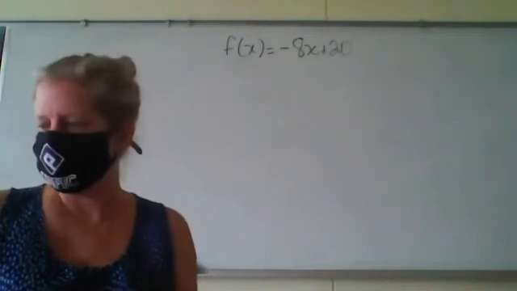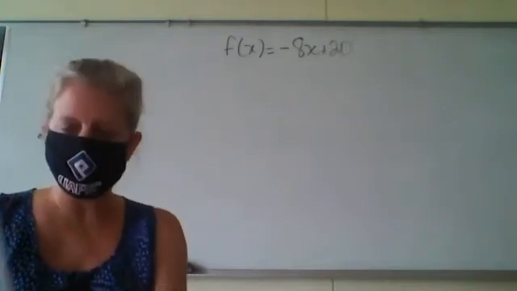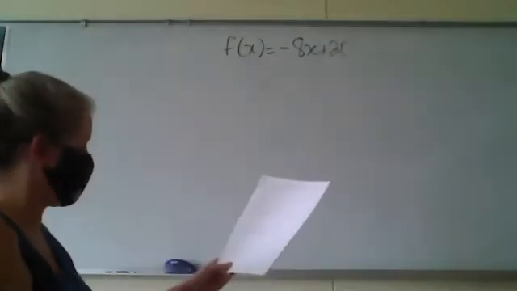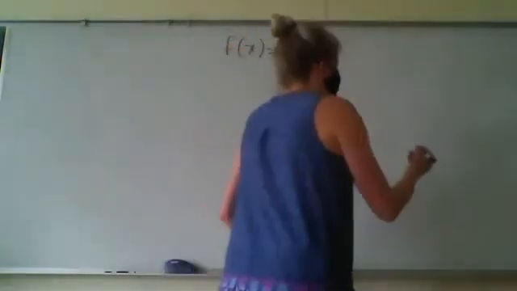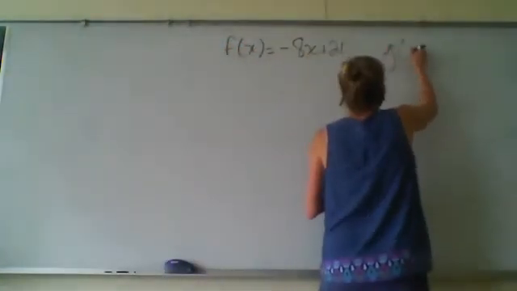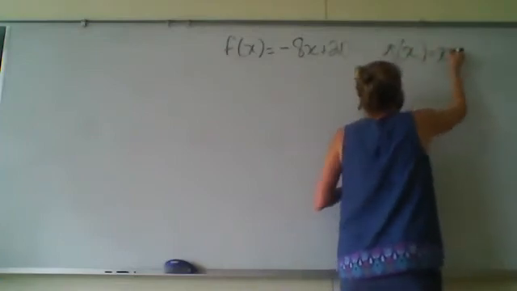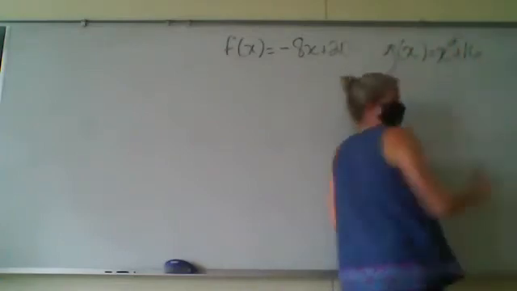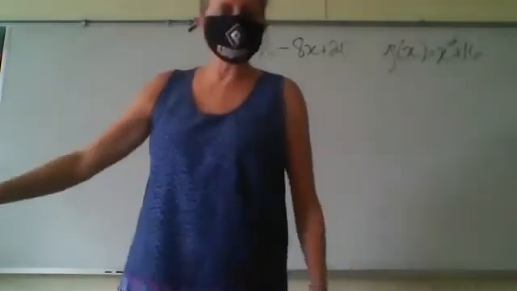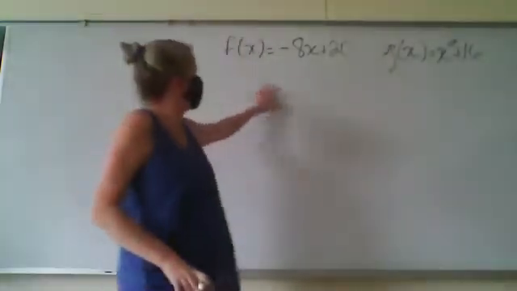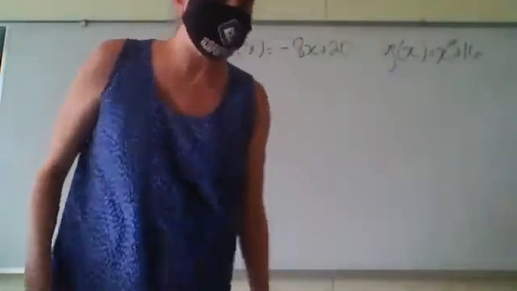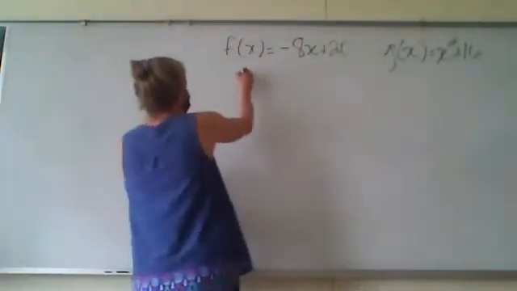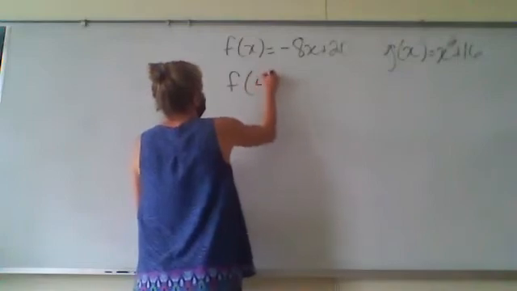So again, 2.4, number 5. F of x is negative 8x plus 20. G of x is x squared plus 16. So there's my two functions, my f of x function and my g of x function. On number 5, it wants me to find f of 4 minus g of 4.